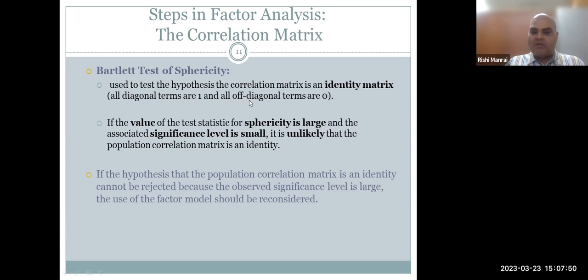If the value of the test statistic for sphericity is large and the associated significance level is small, it is unlikely that the population correlation matrix is an identity matrix. If the hypothesis that the population correlation matrix is an identity matrix cannot be rejected because the observed significance level is large, the use of the factor model should be reconsidered.